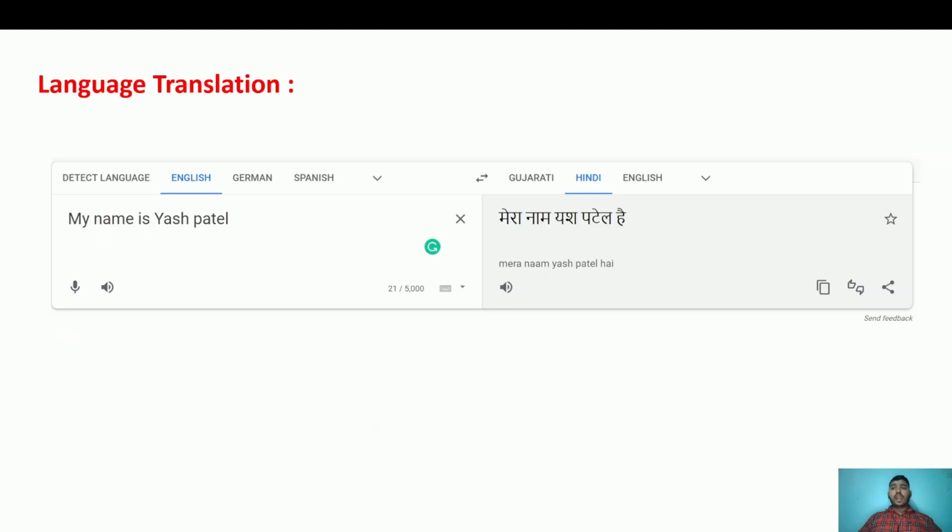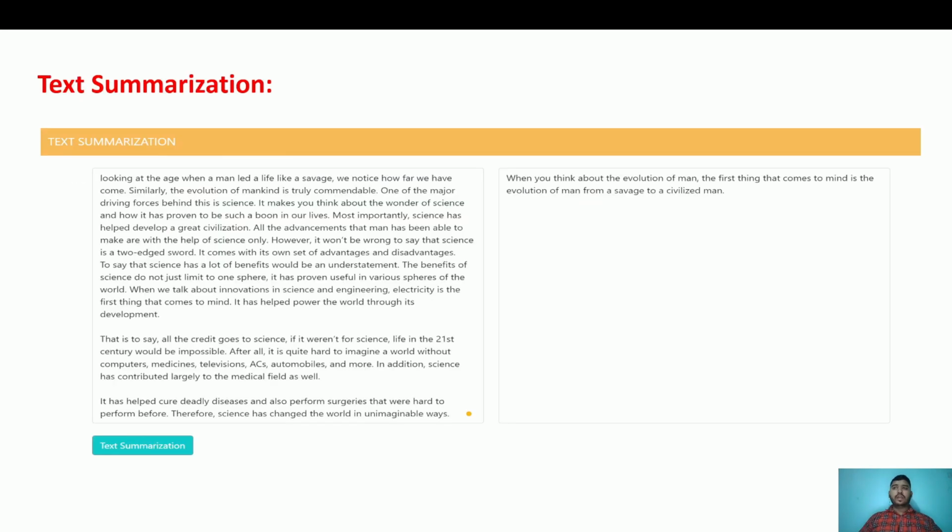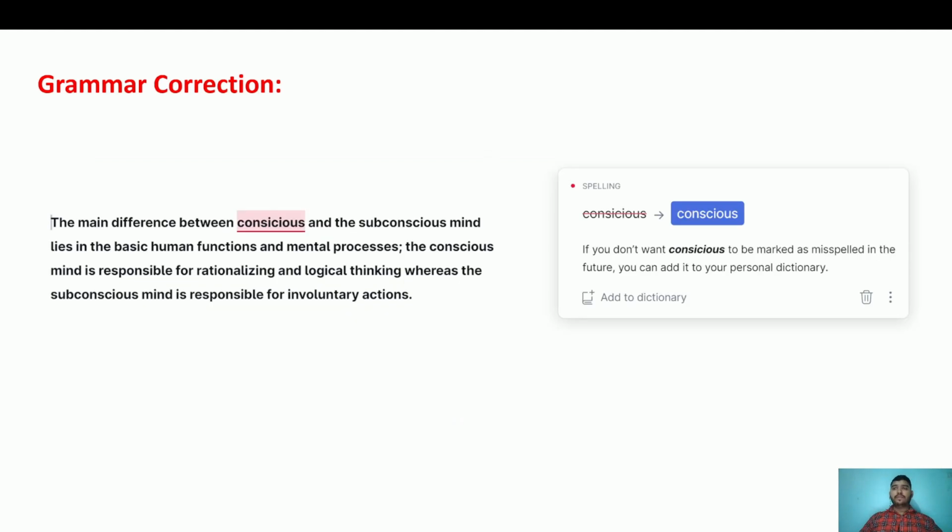The second use case is language translation. Here, suppose English to Hindi: "My name is Yash Patel" and the translation in Hindi is "Mera naam Yash Patel hai." The third use case is text summarization. In text summarization you input a whole article or a whole PDF book or big corpus and you just want a summary of that particular input. So these are use cases of RNN.